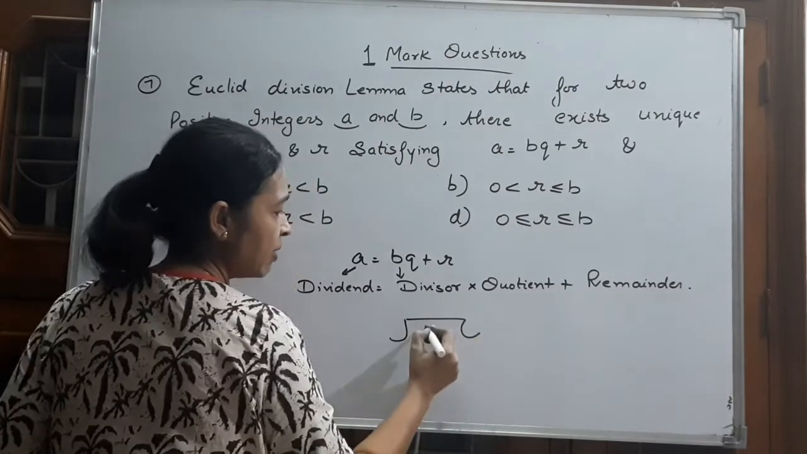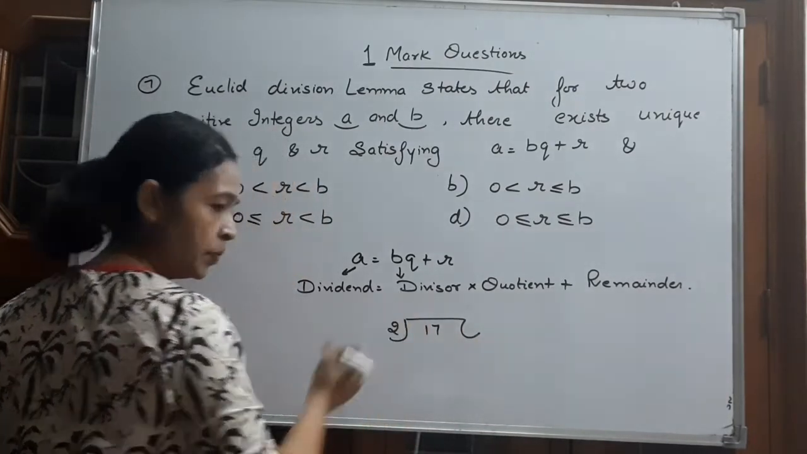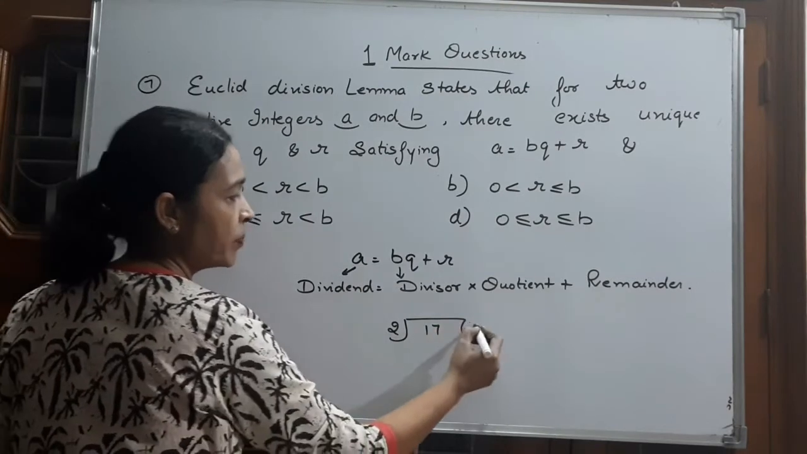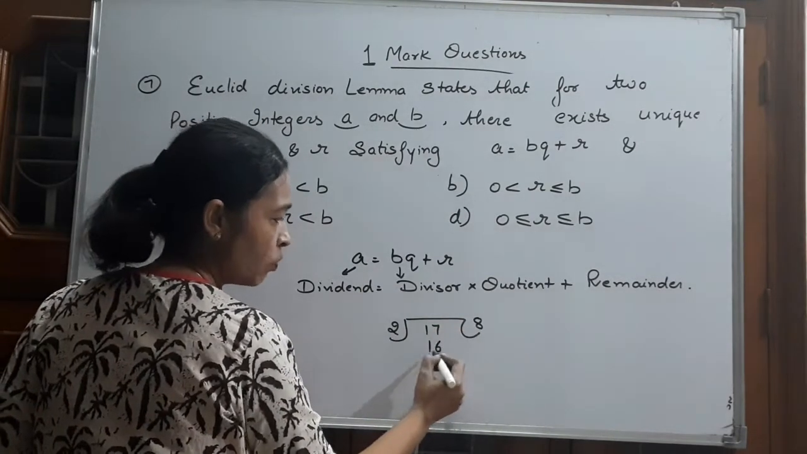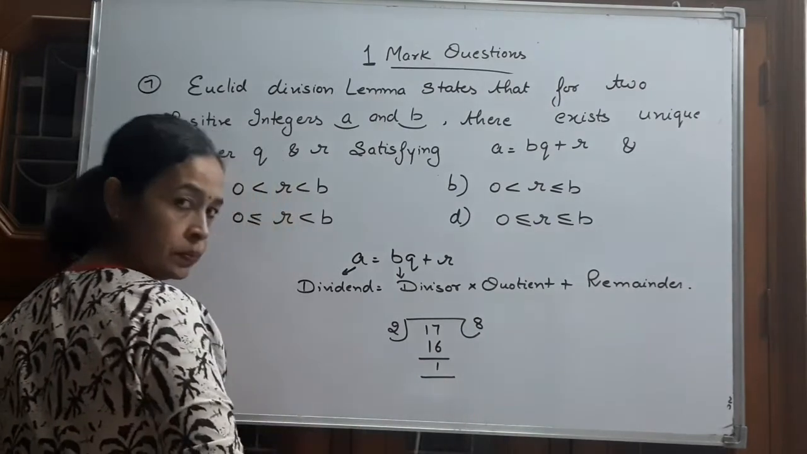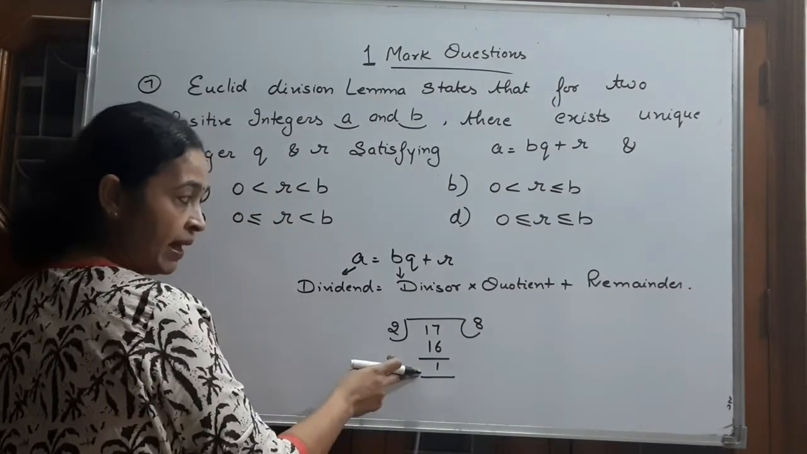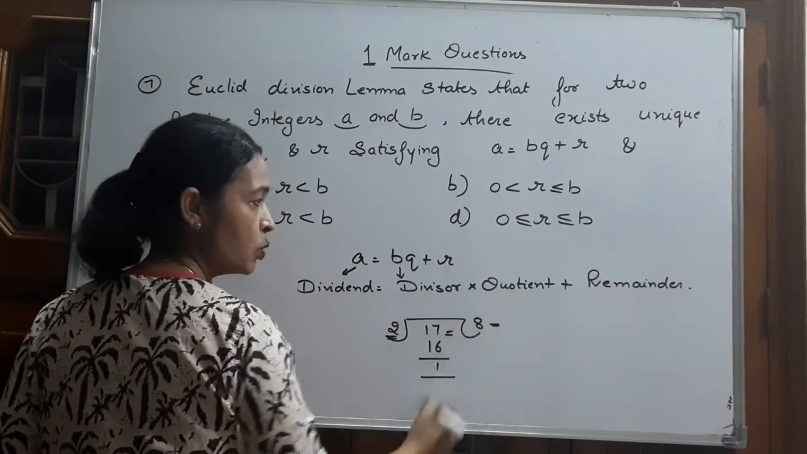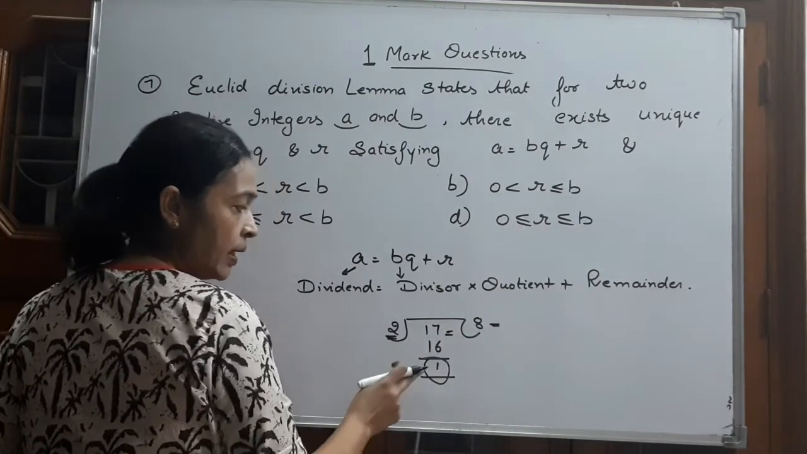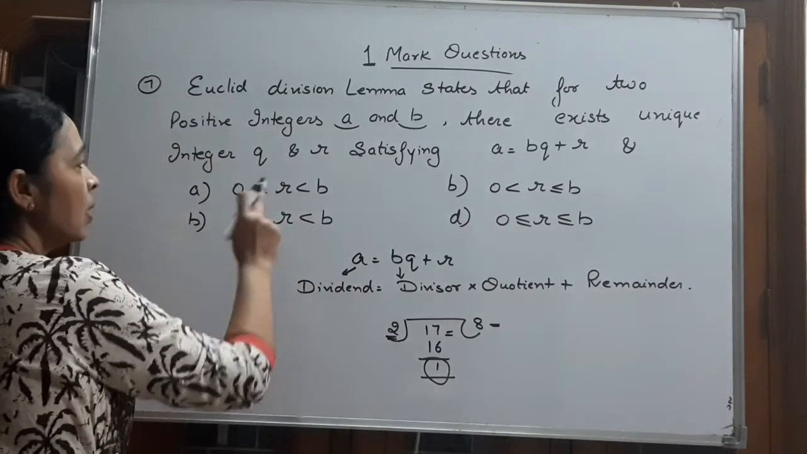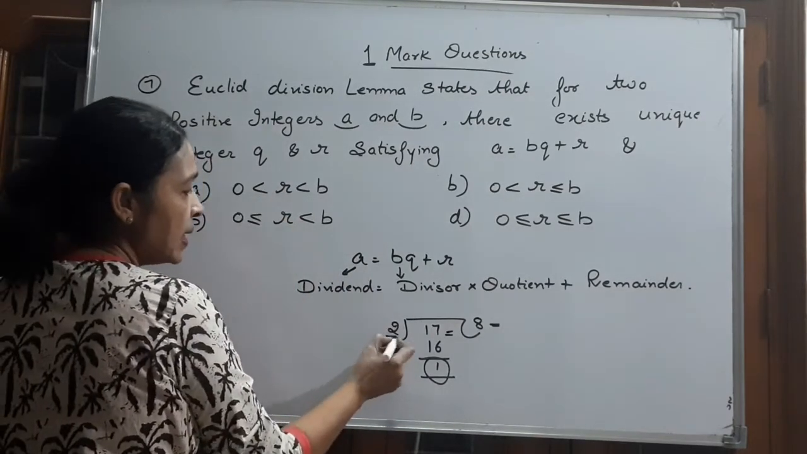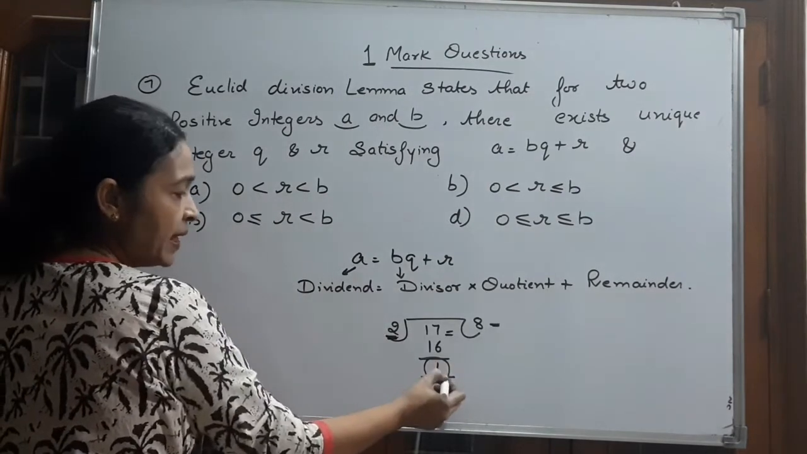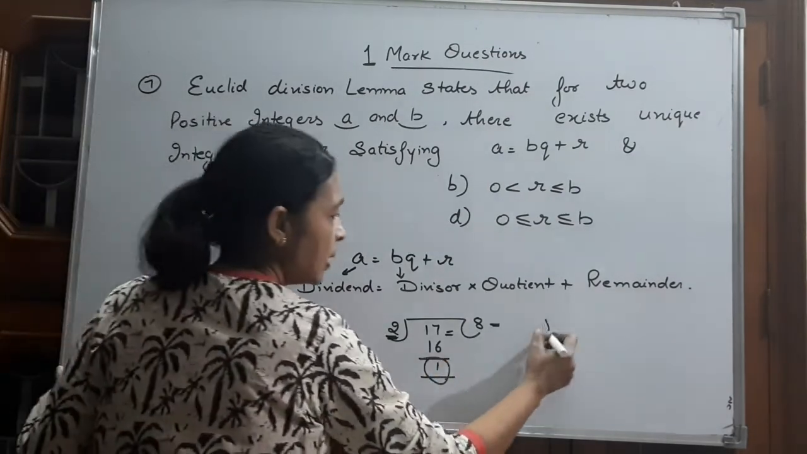Suppose you are dividing 17 by 2. 17 is our dividend and 2 is divisor. 2 8s are 16. What is remainder? 1. Now, we cannot divide it. This is divisor, dividend, quotient. Remainder is always less than divisor. This remainder can be 0.